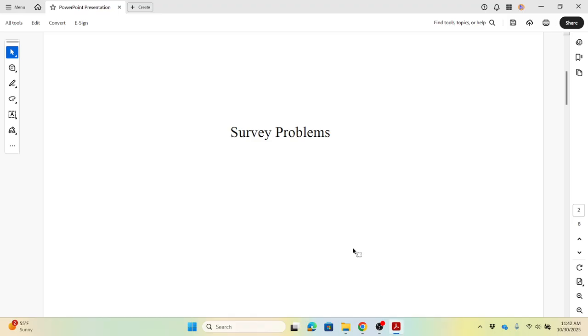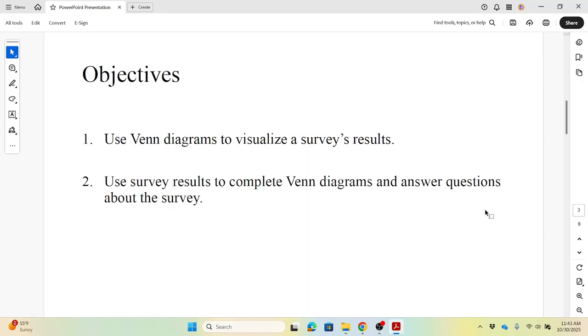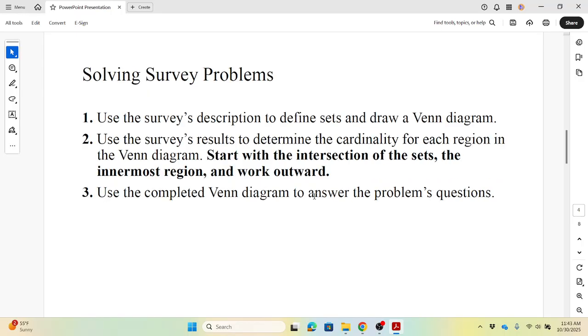In this section, we're going to use survey results or problems to see how we can use the Venn diagram to solve problems. Okay, so what's the goal? The goal is we would like to use Venn diagram to visualize the survey results, and then we use survey result to complete Venn diagram.